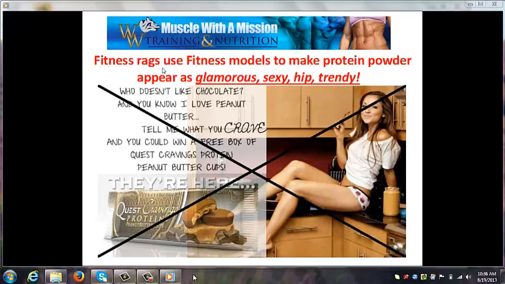All right? And fitness rags use these little sexy fitness models to make protein supplements appear as glamorous, sexy, hip, and trendy. When a 24-year-old girl sees this image, she's going to go and buy a whole case of these. And she's going to eat these 3 times a day. The other 2 meals of the day, she'll probably have a chicken breast, egg whites and oats, and some green beans and chicken breast.